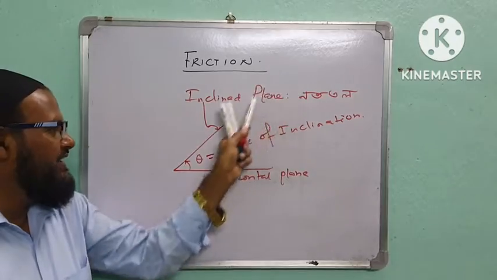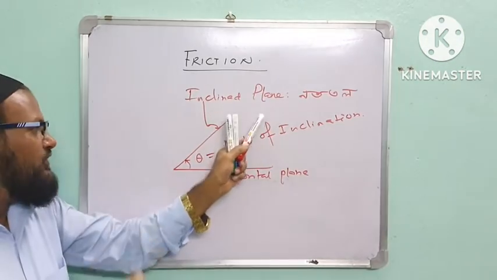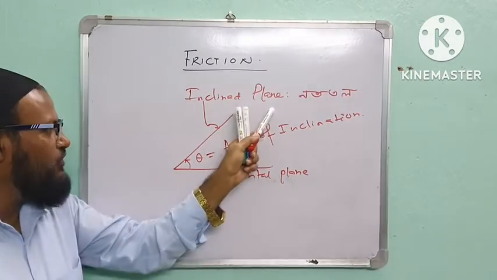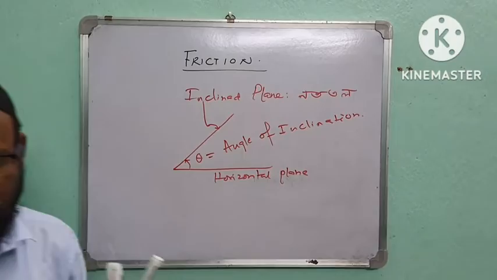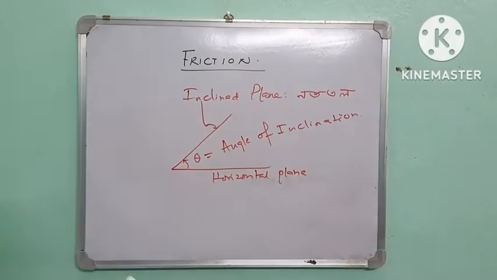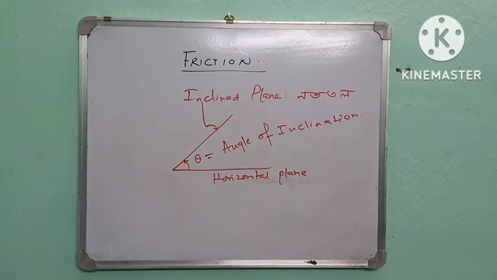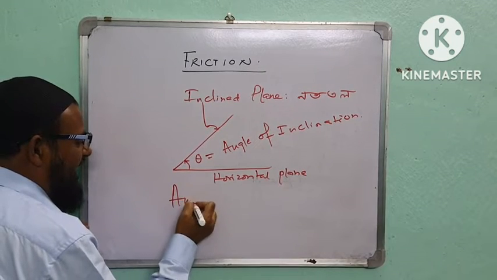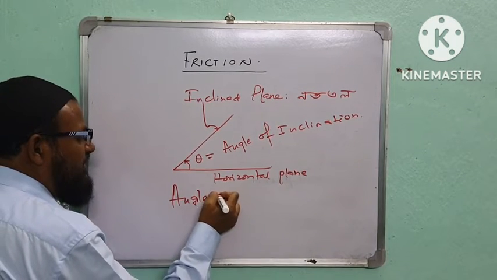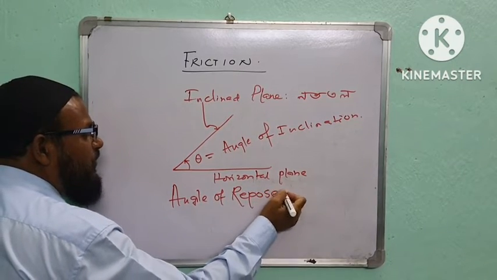Suppose in the lorry there are goods and the goods have to be unloaded. When goods are taken from the lorry, an inclined plane may be used. Here, this is the inclined plane, and this is the angle of inclination. Here is another special thing, that is angle of repose.